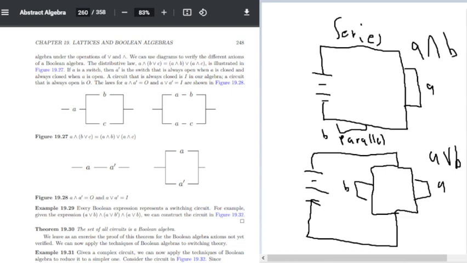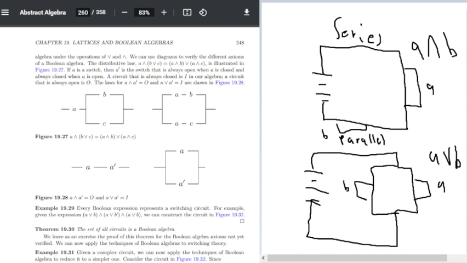We can use diagrams to verify the different axioms of a Boolean algebra. The distributive law, A meet (B join C) is equal to (A meet B) join (A meet C), is illustrated in figure 19.27. So over on the left side, we have this. Oh, it's such a cool representation of it. A meet (B join C): we have A in series with this circuit, and then this circuit is in parallel. Where for this one, we have two circuits in parallel, but each individually are in series.